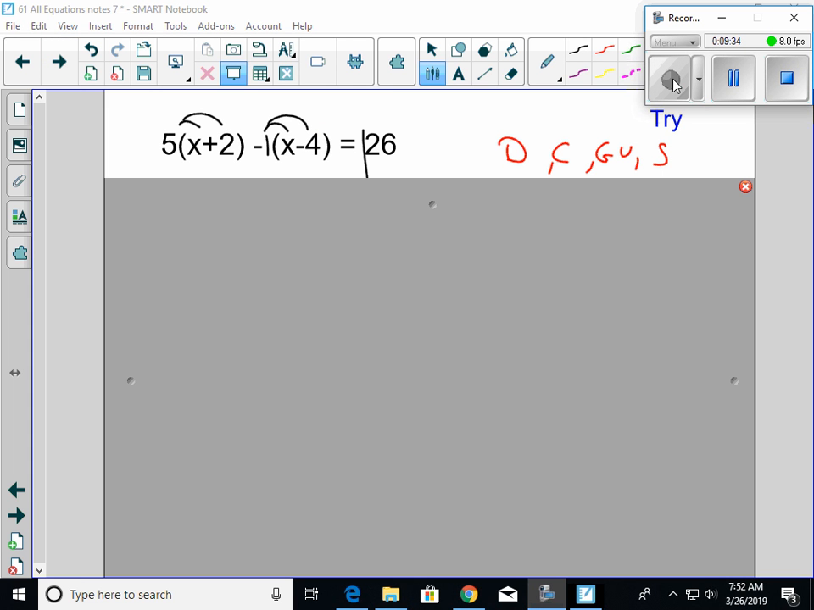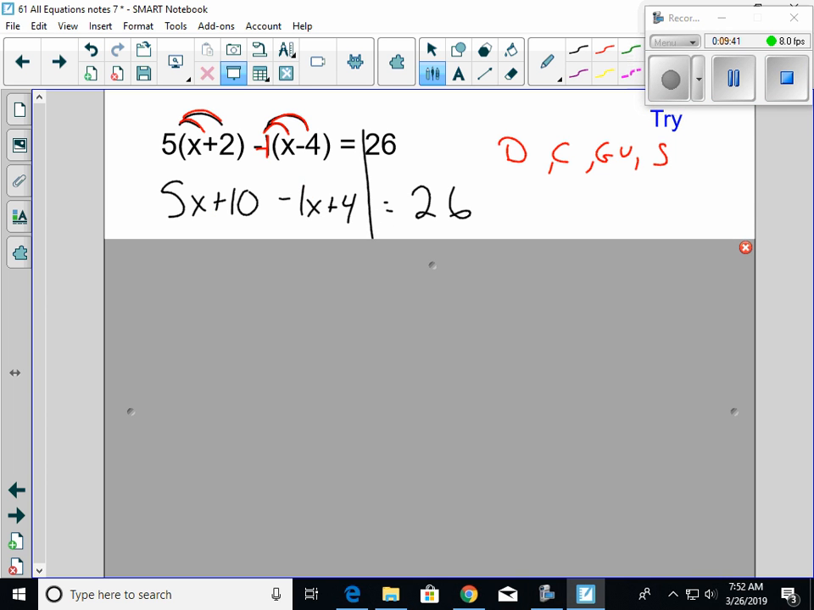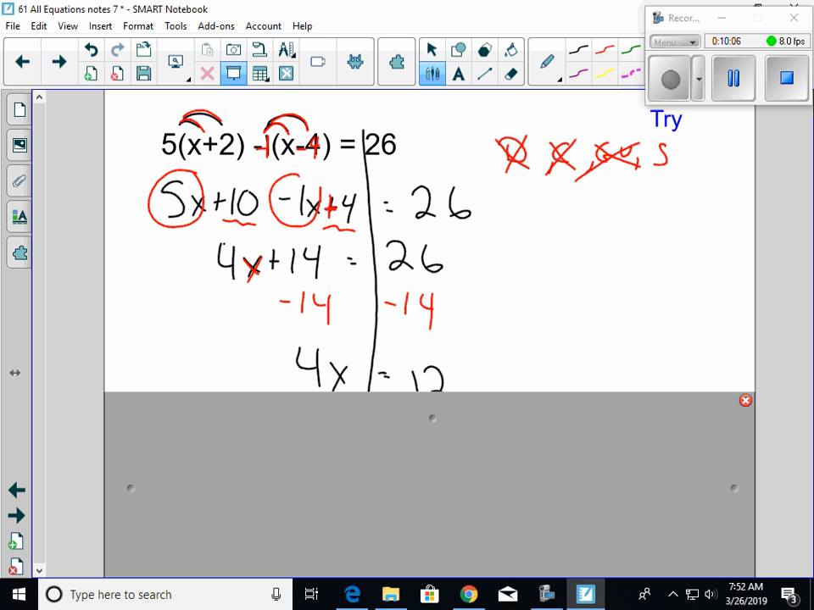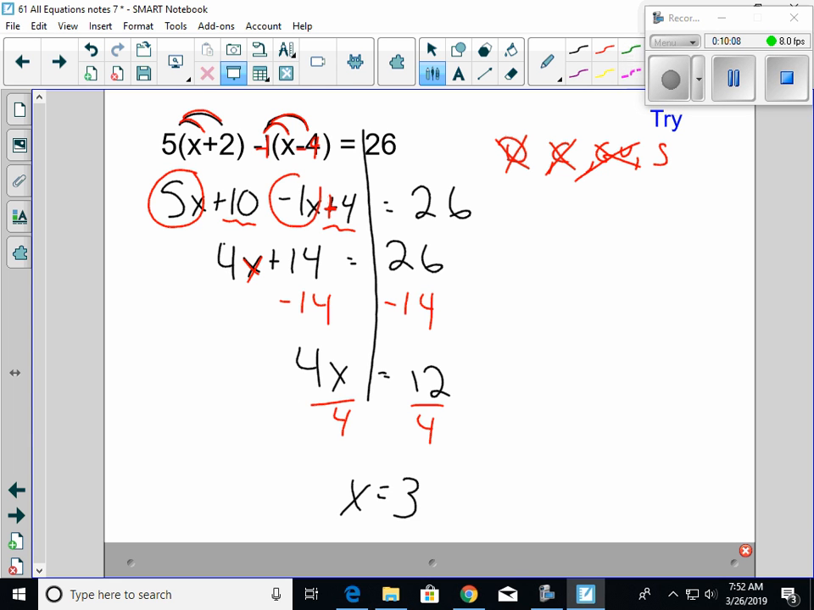Okay, there are 2 numbers to distribute here, a 5 and a -1. Don't forget to fill in that -1. And when you do, negative times a negative in the end there, make sure you wrote a plus because it's +4. Combining like terms, there are only like terms on the left, 5x minus 1x, and 10 plus 4. You didn't have to get the variables to the same side. They were already on the left. So all you had to do was solve this. Right? Solve for x by subtracting and dividing. X equals 3.